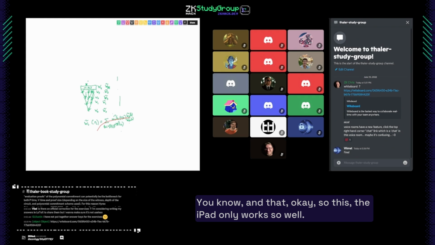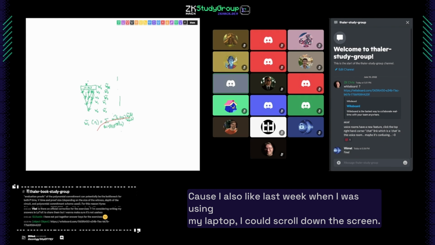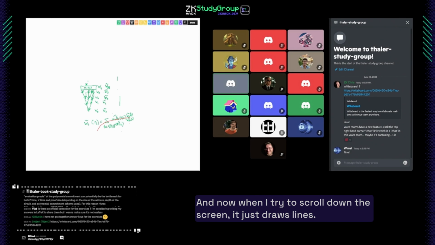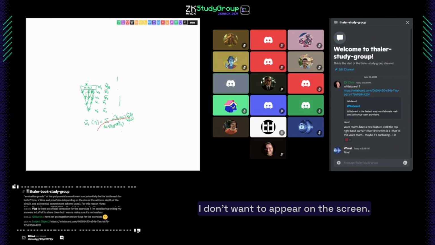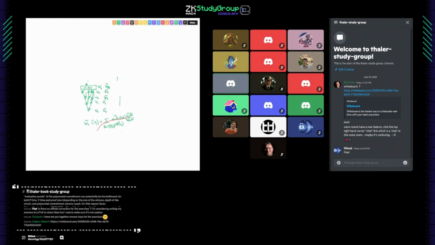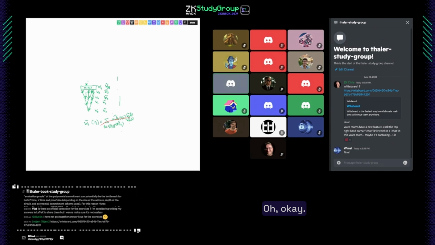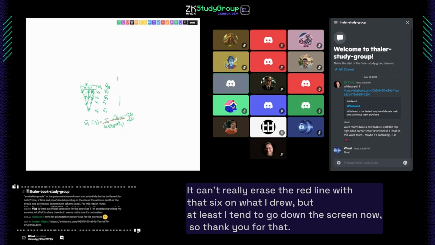Okay, so the iPad only works so well, because last week when I was using my laptop, I could scroll down the screen. And now when I try to scroll down the screen, it just draws lines I don't want to appear on the screen. So it's a mixed blessing, the iPad. Does two-finger scrolling work or no? Yes, it does. Thank you very much. That's great. Okay. Let's see if we can erase some of these stray marks. Oh, okay. We can't really erase the red line without erasing something I drew. But at least I can scroll down the screen now. So thank you for that.